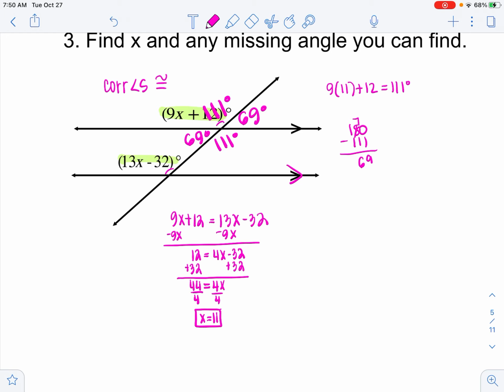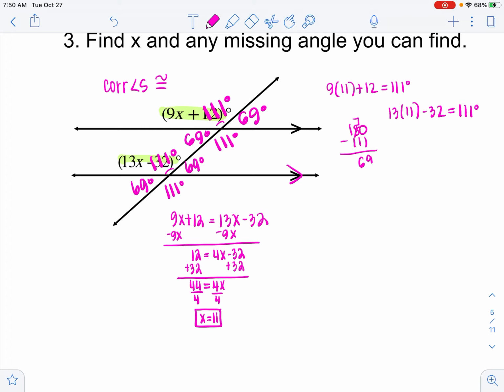It should be, but I want to double check that my math is correct by plugging in 11 here. So I got 13 times 11 minus 32. So that's 143 minus 32 is 111. So this is 111 degrees. This is 111 degrees. This is 69 degrees.